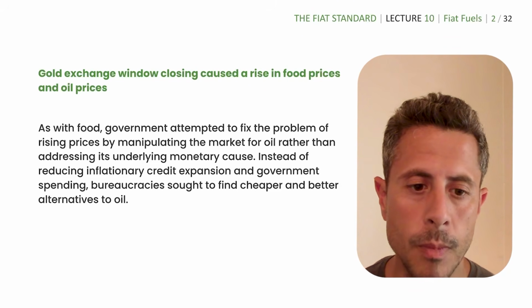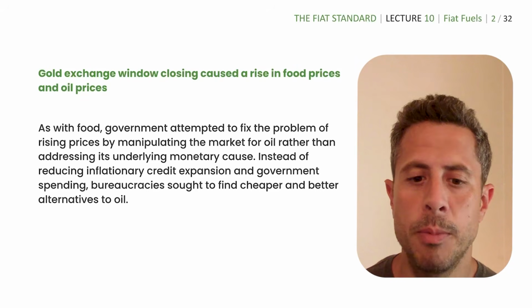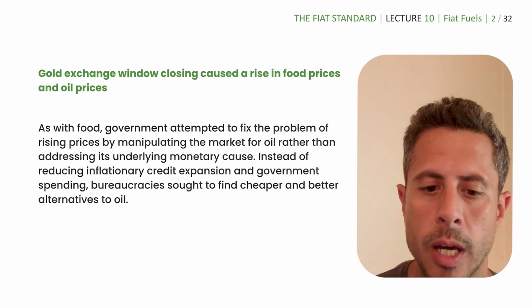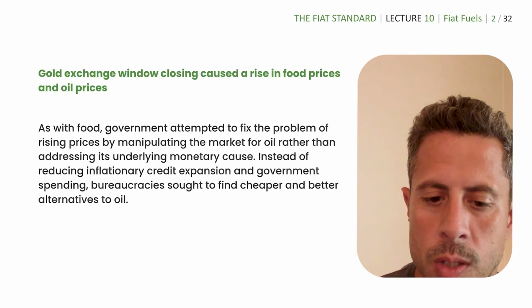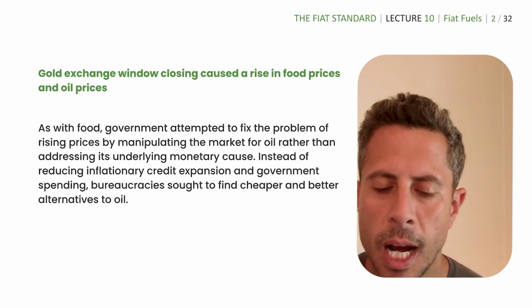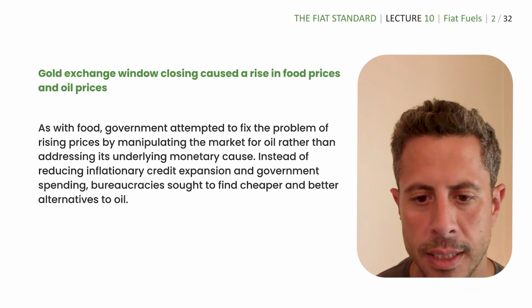So, as with food, government attempted to fix the problem of rising prices by manipulating the market for oil rather than addressing its underlying monetary cause. Instead of reducing inflationary credit expansion and government spending, bureaucracy sought to find cheaper and better alternatives to oil. This is really how we can understand monetary policy and energy policy since the 1970s.